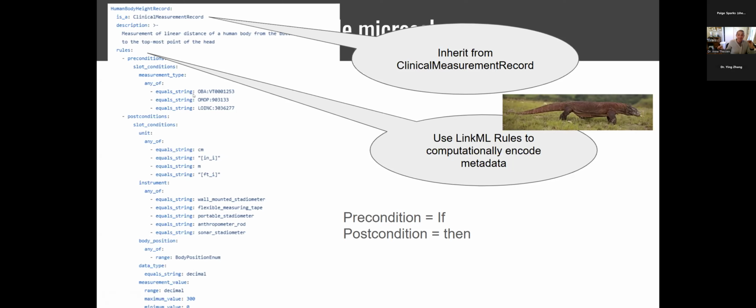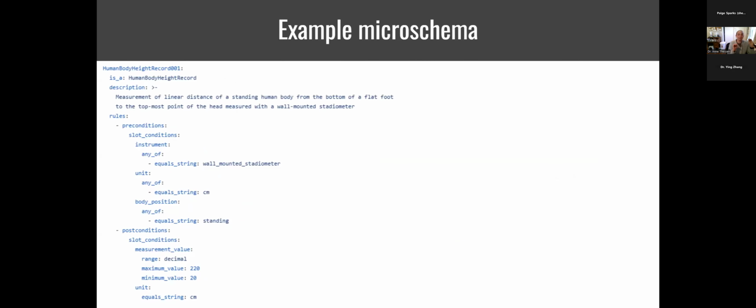What that does is the LinkML validator will give me an error if it finds data that is listed as a body height record, but the unit is in milliliters or something like that, or the instrument is a spectrophotometer, or if I get a negative height measurement. But this is still not quite the level of specificity that we might want. So let's take it one more level down.